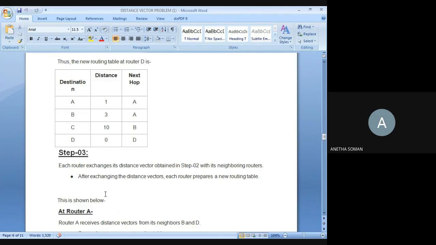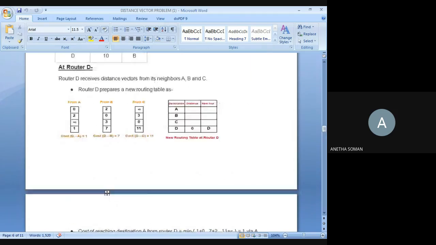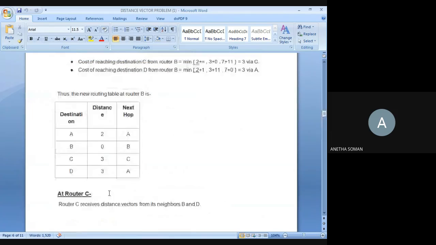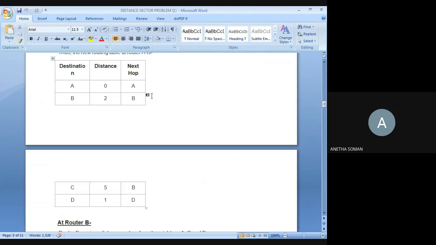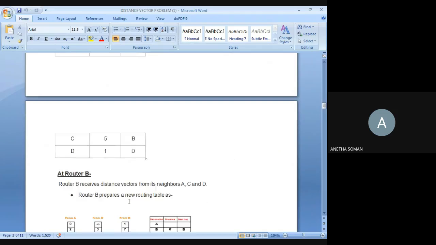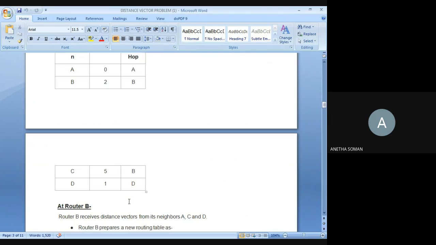Now what is the new table for router A? The new table for router A is what you obtained in step 2: A0A, B2B, C5B, and D1D. This is the table you are obtaining at A, right? Okay. Now, what is the message you are getting from B?